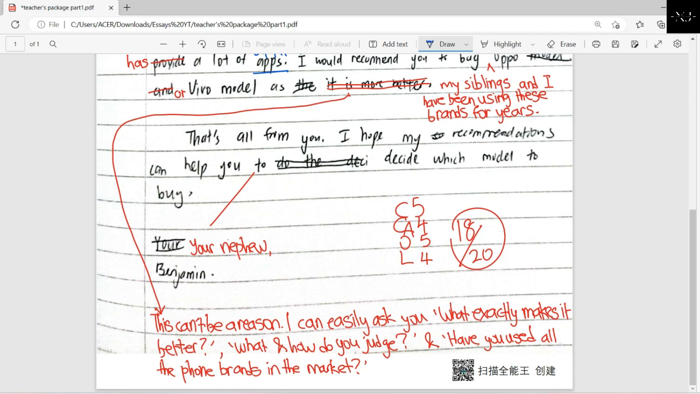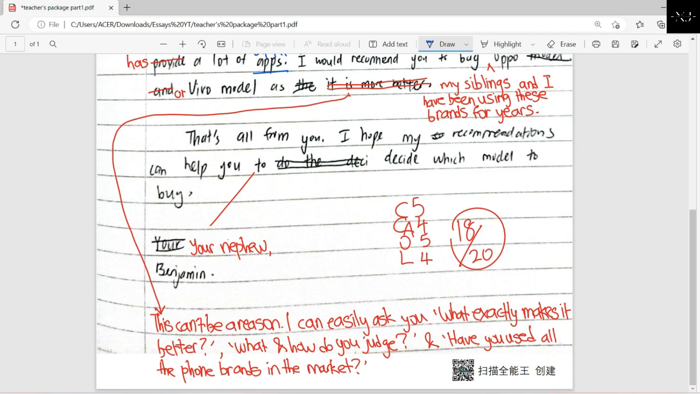I need to know whether the functions in the MacBook, whether it's useful to me or not. Okay, this one, it is more better, which by the way, we can only say it is better. We cannot say it is more better. Okay, more better doesn't exist. Okay, so this cannot be the reason. Okay, because like I said, what I wrote here, I wrote what exactly makes it better.